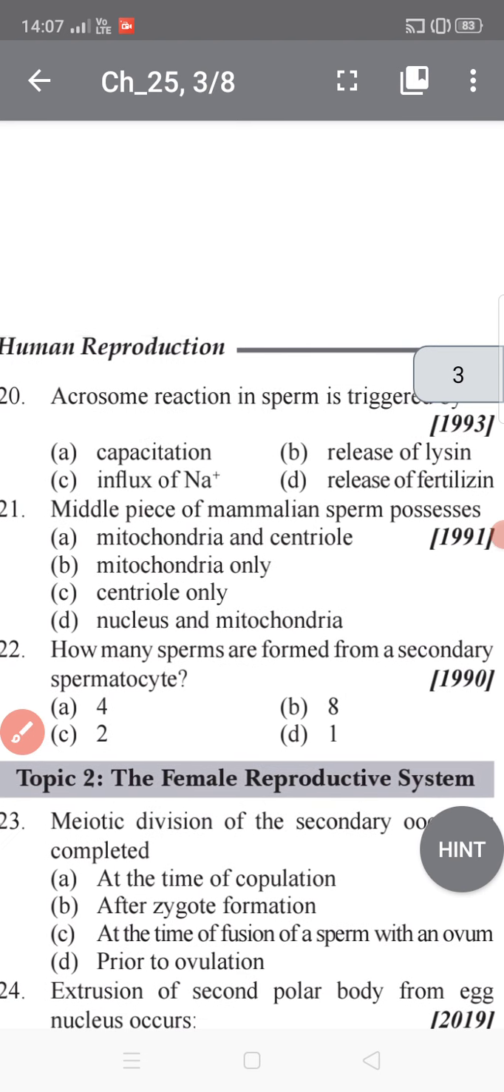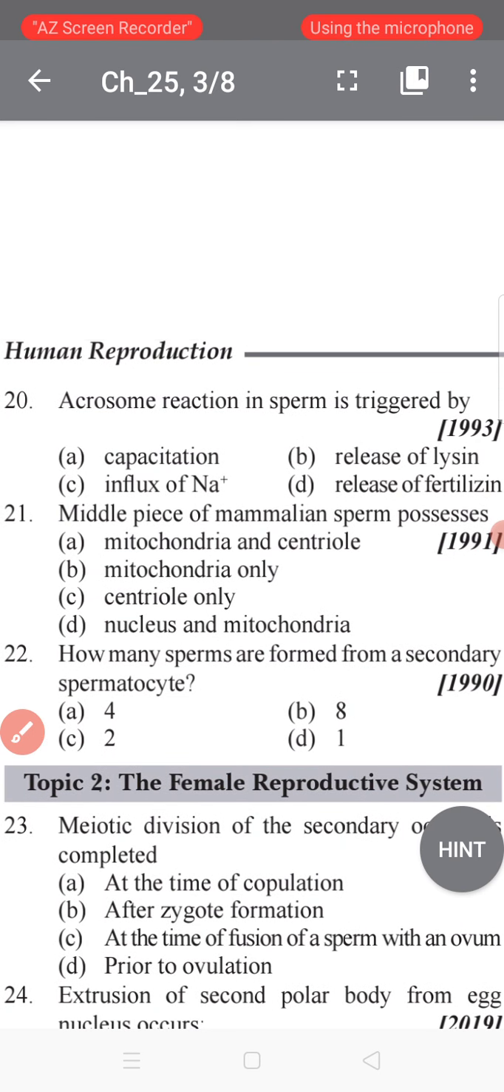Now the question: the middle piece of the mammalian sperm possesses mitochondria and centriole, mitochondria only, centriole only, or nucleus and mitochondria only. Now tell me, student, what will happen? As we know from the NCERT sperm diagram, a sperm has a head in which the acrosome and nucleus are present.